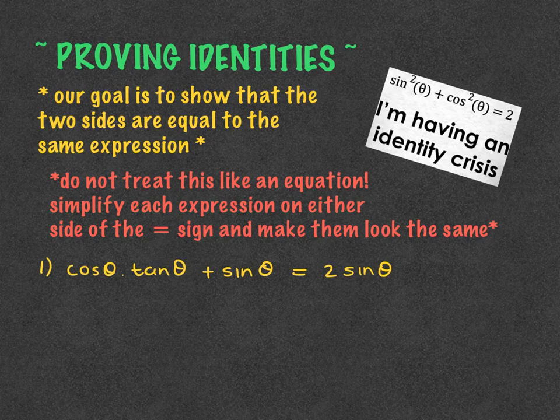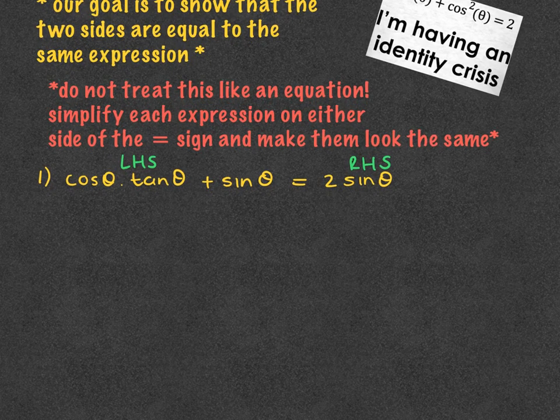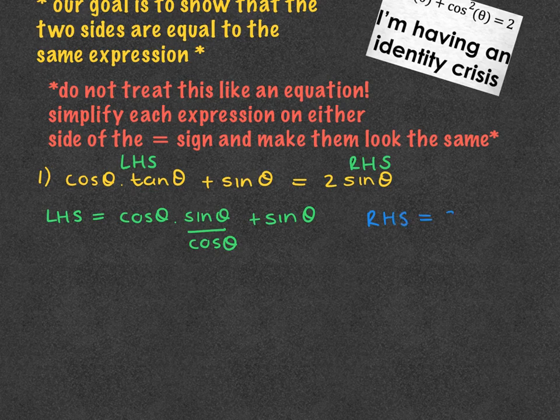You are going to work on the left-hand side and you're going to work on the right-hand side. Treat them separately, and at the end, ask yourself, do my two sides look the same? So working on the left-hand side, this is what I do. I literally say the left-hand side is cos theta times my quotient identity. Tan is sine theta over cos theta, plus sine theta. My right-hand side is 2 sine theta.